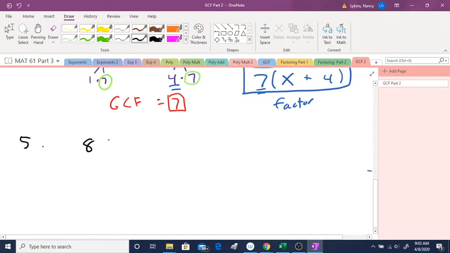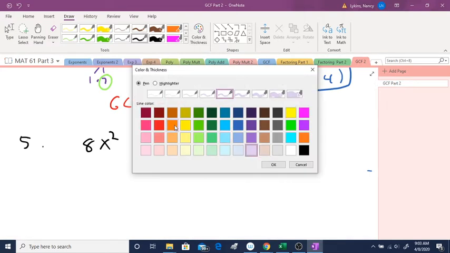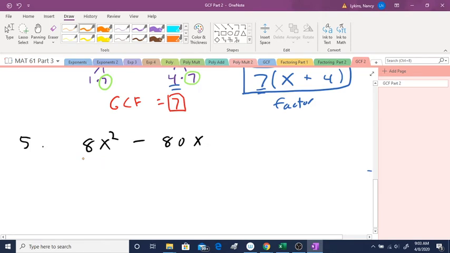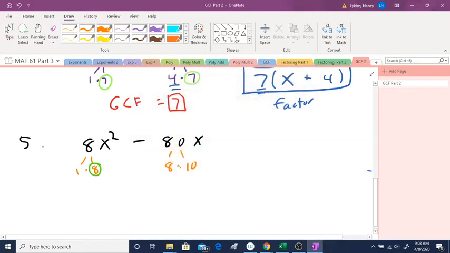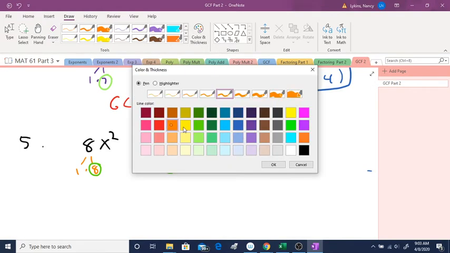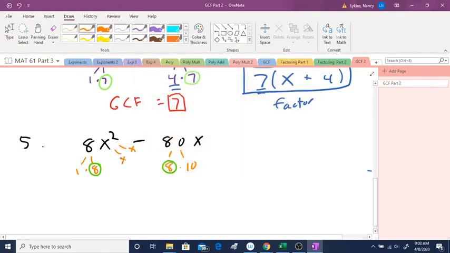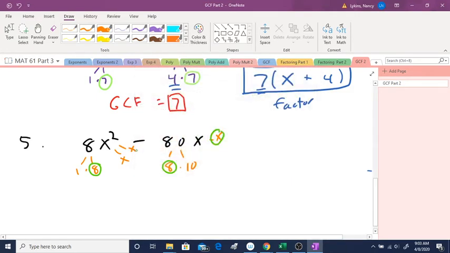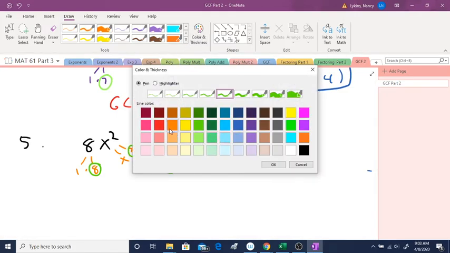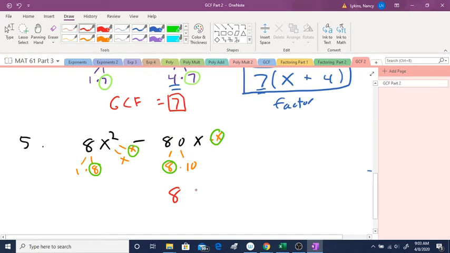Let's look at another one. 8x squared minus 80x. As we're getting the hang of this, I'm looking at my 8. 8 can go into 80. So that's like 1 times 8, and that's 8 times 10. So right off the bat, I know I've got an 8 in common. But now look at my x. I've got 2x. I've just got the lone x. That means I just have 1x in common. So my greatest common factor is 8x.